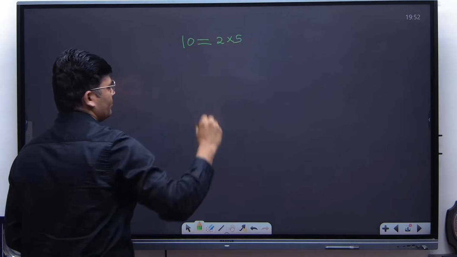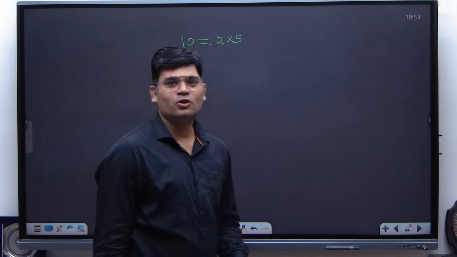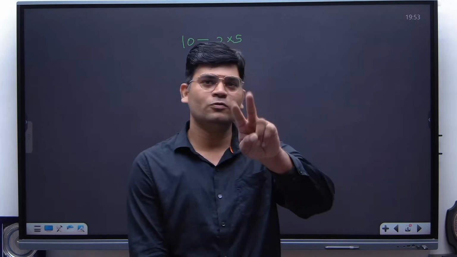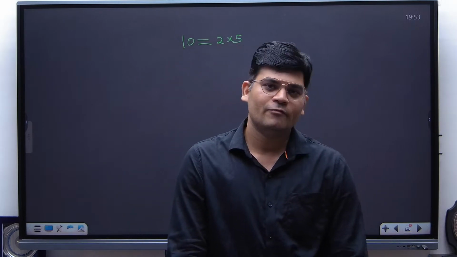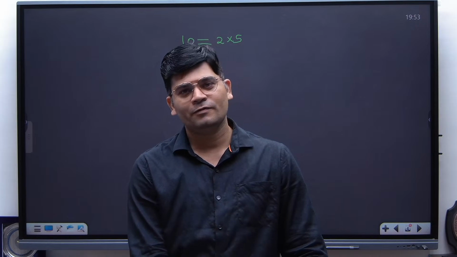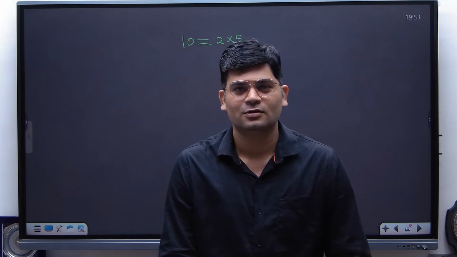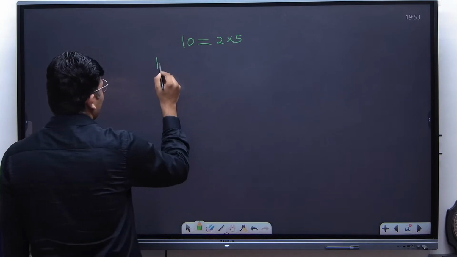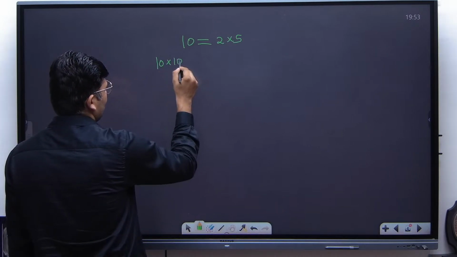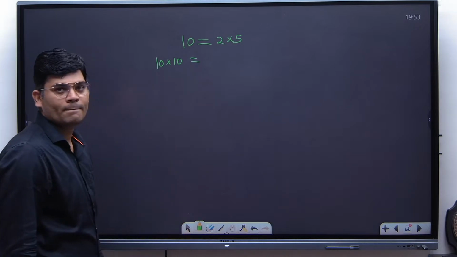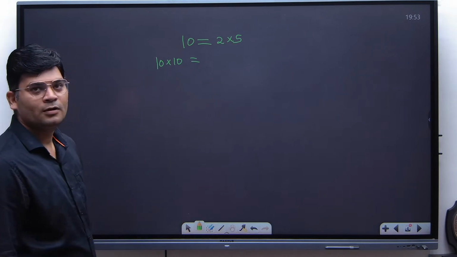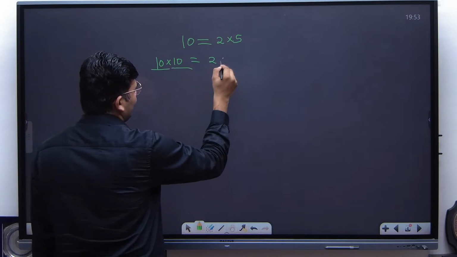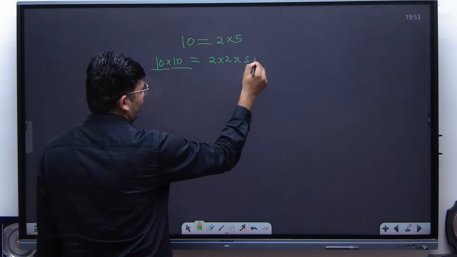1 is not a prime number, dear. 1 is neither prime nor composite, because prime number stands for only two factors, 1 and itself. And 1 does not have two factors. 1 has only one factor, that is 1. Okay. If I ask you what is 10 into 10, dear, can you tell me? 100. So that means for each 10, I will get each 2 and each 5.